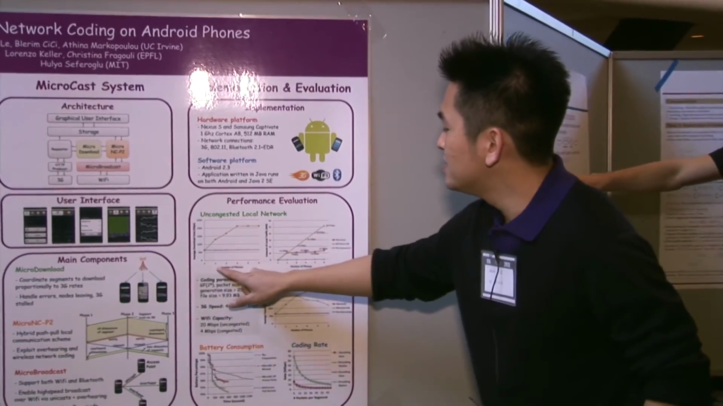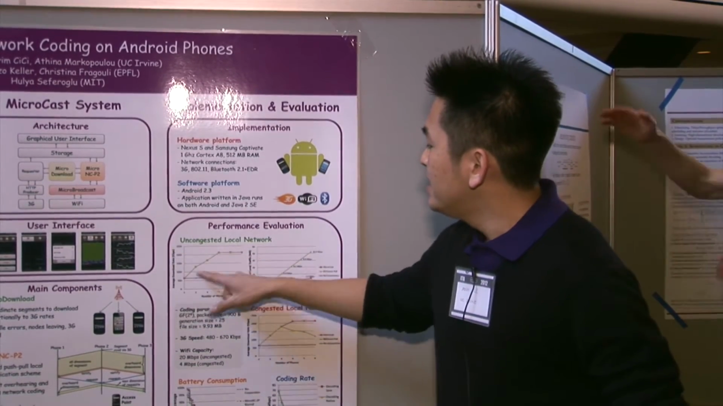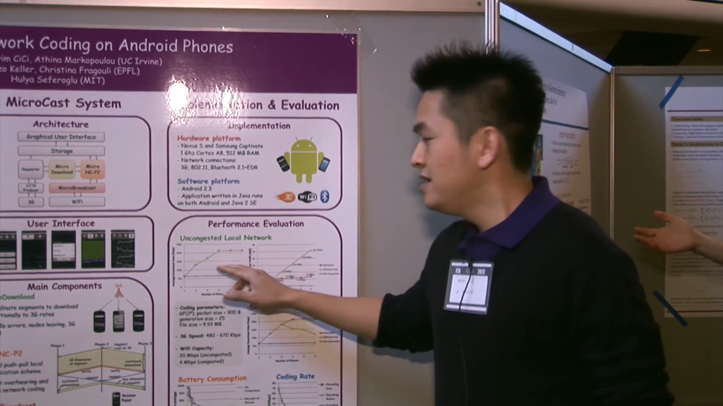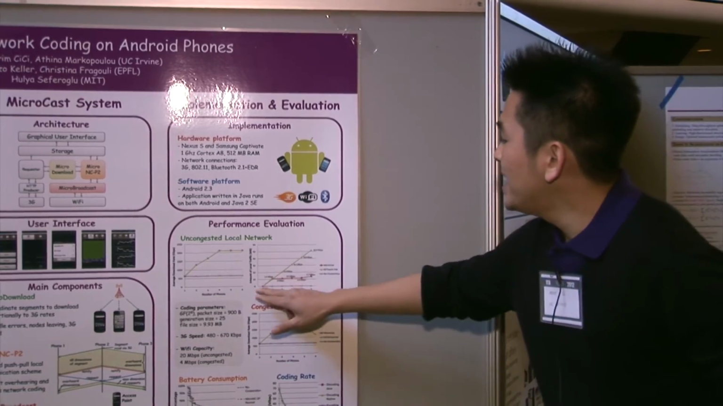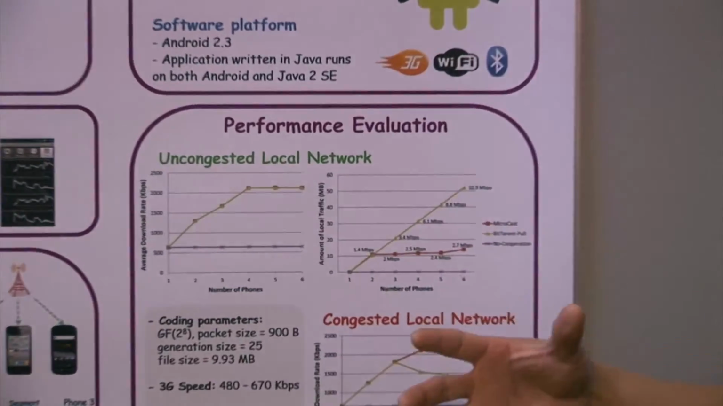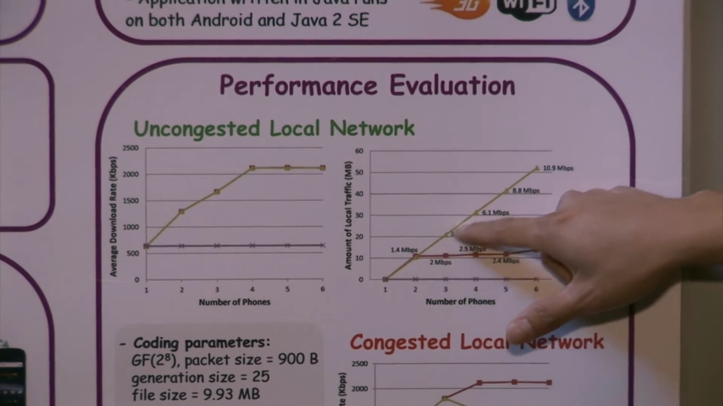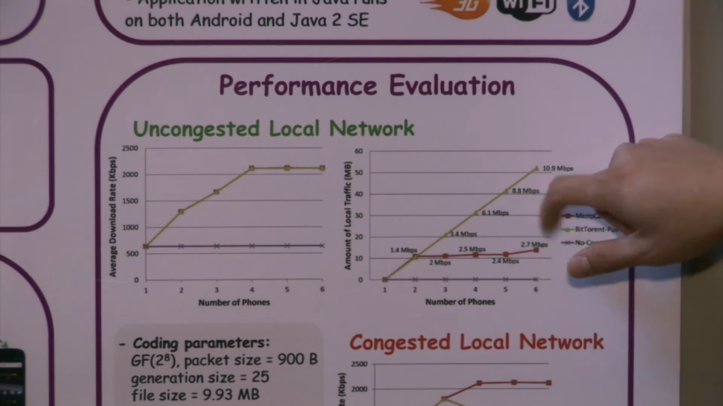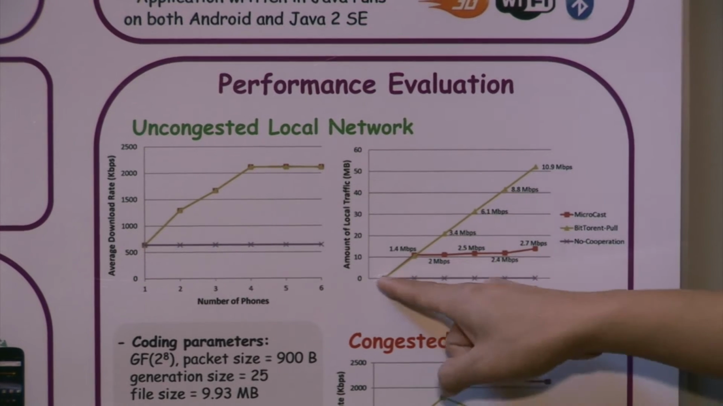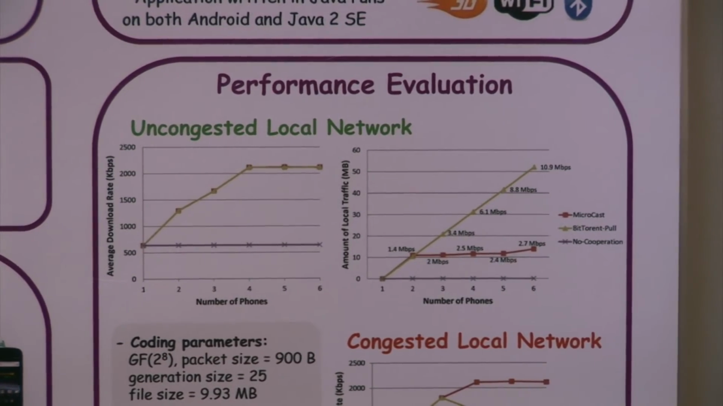In this scenario, we have 1, 2, 3, 4, 5, 6 phones, but only 4 phones have 3G. As you can see, the overall rate of the group is the sum of the 4 phones, and the next 2 phones don't have it, so it just flattens out here. But the main thing MicroCast allows is that the total bandwidth introduced into the local network is much reduced. If you don't use MicroCast, this is the curve for BitTorrent, and you see that when you increase the number of phones, the local traffic increases linearly. But in our case, it just stays flat like this. It doesn't matter how many phones you have, we send out the same amount of traffic.